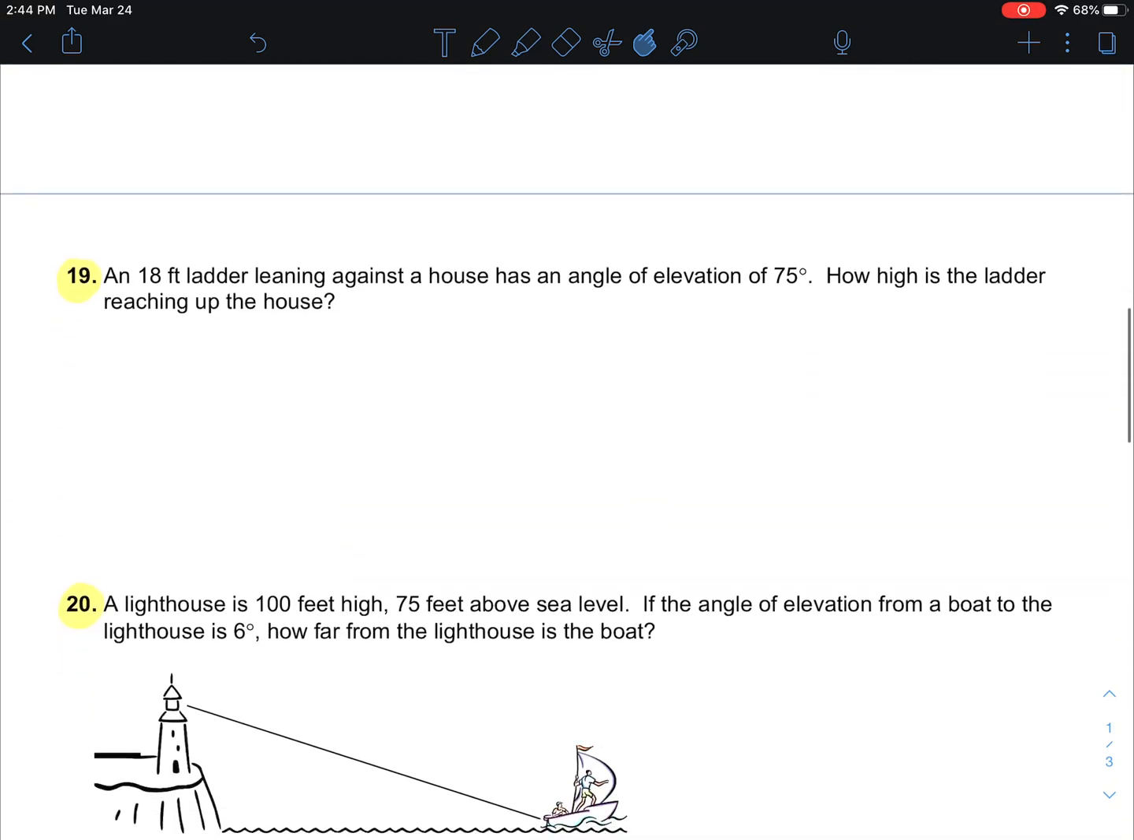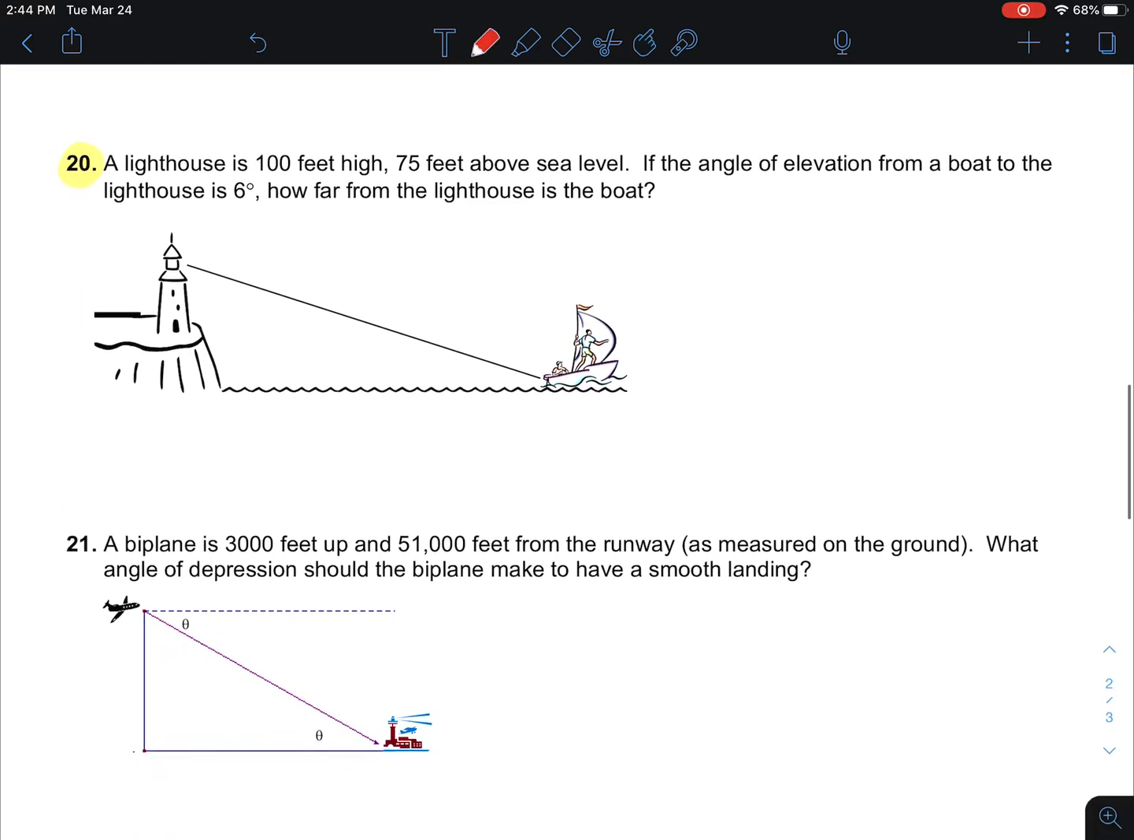I'm going to start with number 20 because that was the one that the majority of people were saying they weren't sure about. And this is typically a question that a lot of people have every year. I think they're not sure exactly which side of the triangle this lighthouse problem is asking for. It mentions that a lighthouse is 100 feet high, and so this part here would be 100 feet. And then it says it's sitting 75 feet above sea level. So that means the base of the lighthouse is an additional 75 feet above the level of the sea.